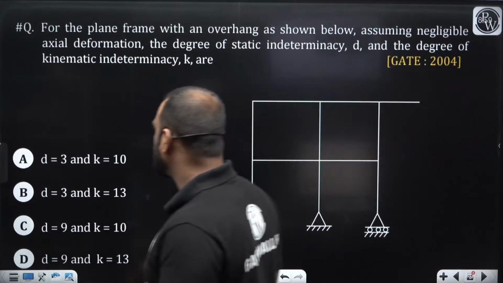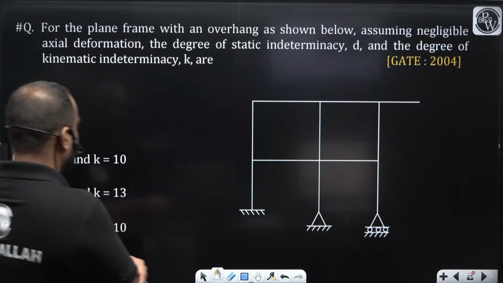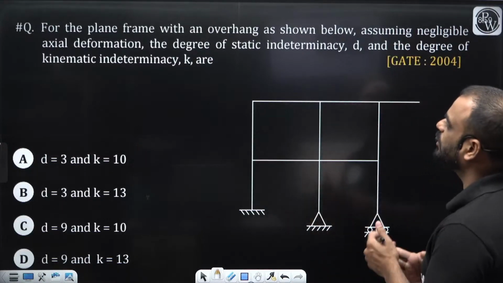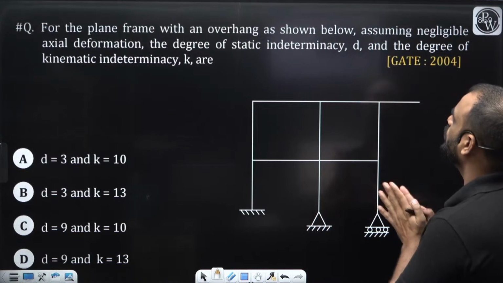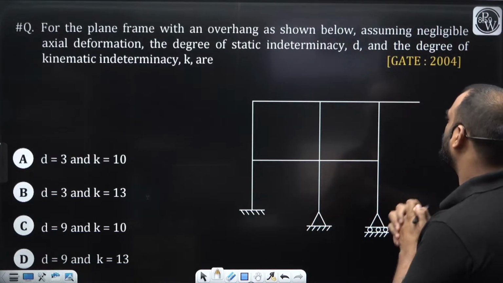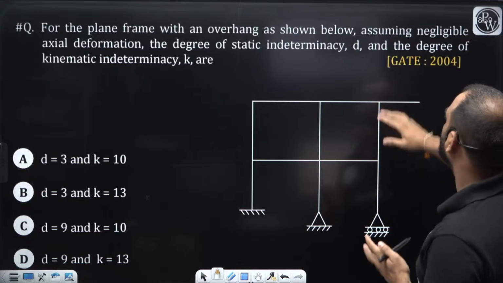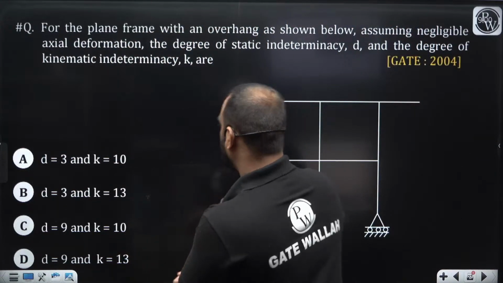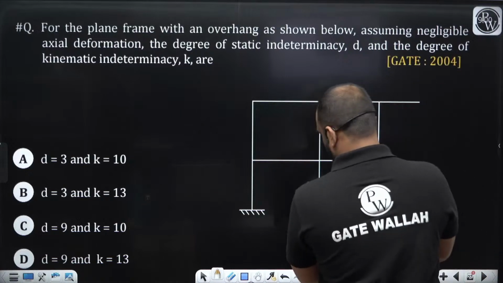Now let us solve this particular question. This is a GATE 2004 problem. You need to find out the value of DK. You need to find out the value of DS. Okay. And in this particular case, they have written that axial deformation is negligible. Okay. You have to ignore the axial deformation.